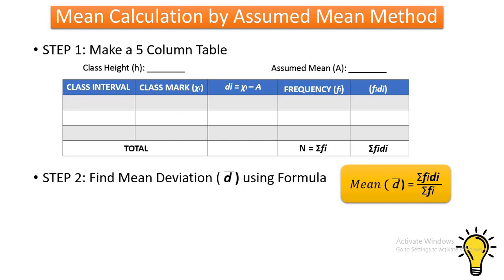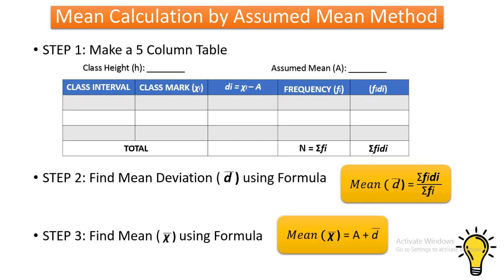So how do I get the final mean? As we have just talked about, you have assumed a mean which could be nearby the exact mean. So there must be some correction. What if you take the assumed mean and add the correction to it so that you reach the exact mean? That's what we do in the third step. We find the mean by simply adding the assumed mean to the mean of deviation which we have just now calculated.